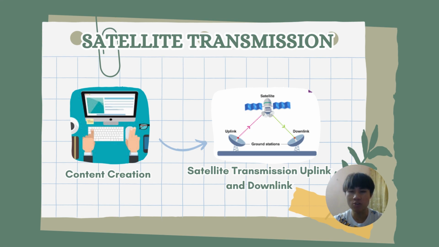Okay, now I would like to relate the satellite to the receiver. First of all, the content creation is from the uplink receiver, and then it is transmitted to the satellite, and then the satellite will transmit the content to the downlink receiver.